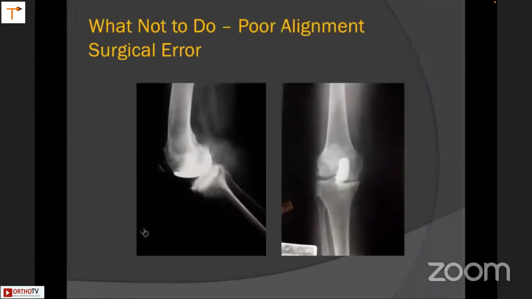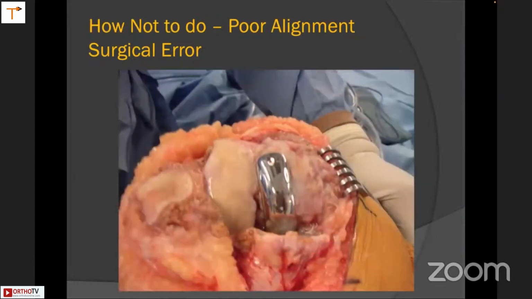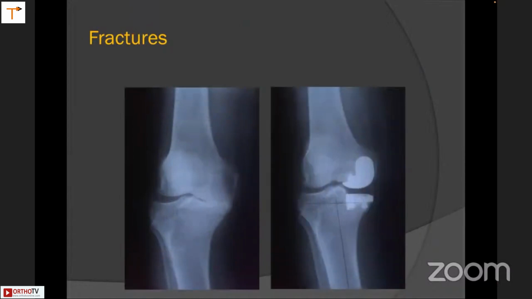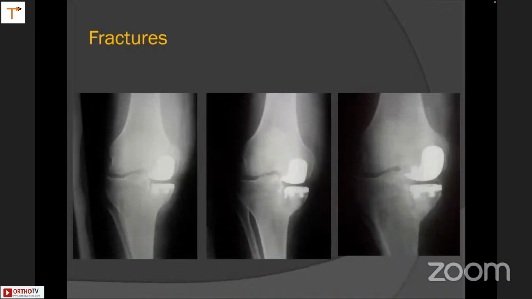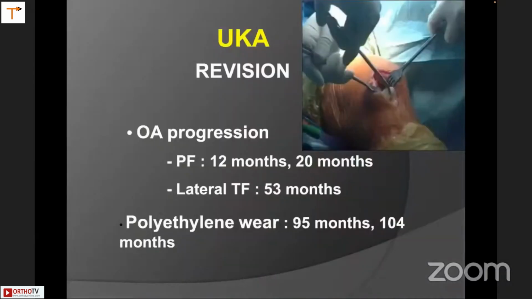What not to do is also important. These are some surgical errors, all our own cases that we got for revisions. Critically, you don't want to be doing that for sure. Sagittal cuts going too deep lead to fractures. These are sequential fractures and should be avoided. Osteoarthritis progresses over time and leads to polyethylene wear. These are some of the timelines.